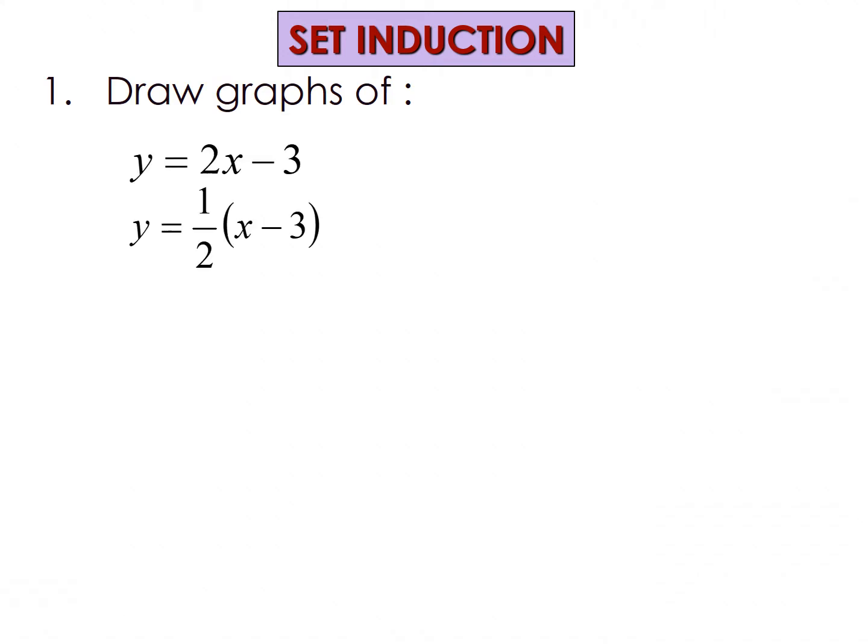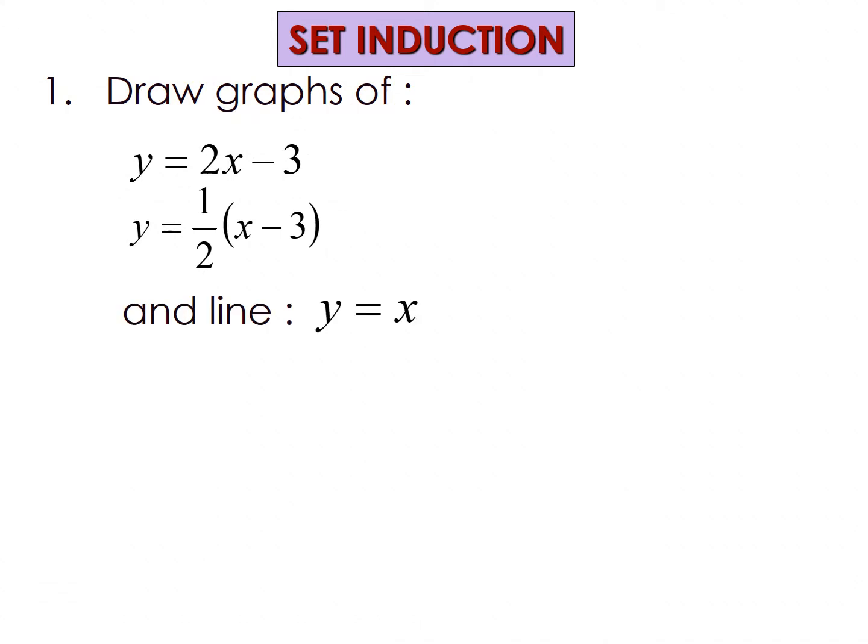Before we continue with our lecture, let's try to do one activity. First step, you need to draw the graph of y equals 2x minus 3. This is a straight line with gradient m equals 2 and y-intercept negative 3. And then on the same axis, you draw y equals 1 over 2 multiplied by x minus 3. This is also a straight line with m equals 1 over 2 and y-intercept negative 3 over 2.